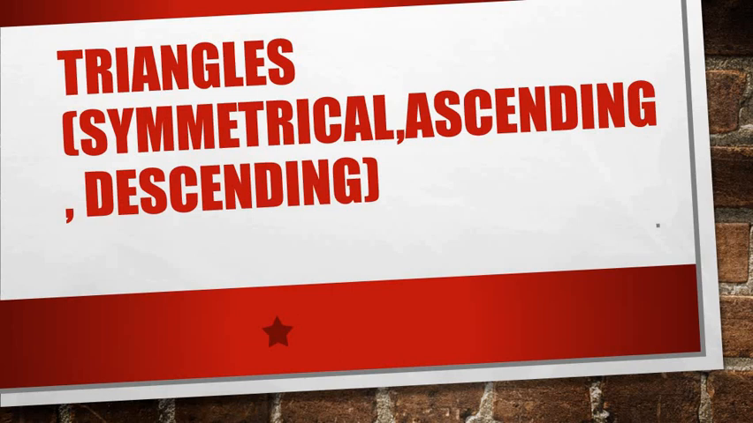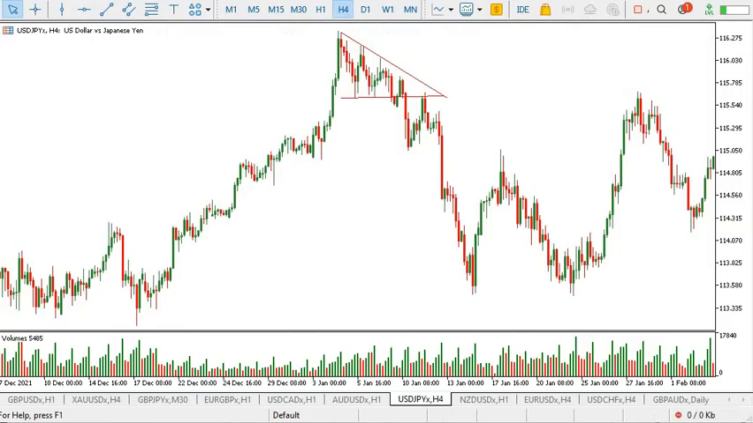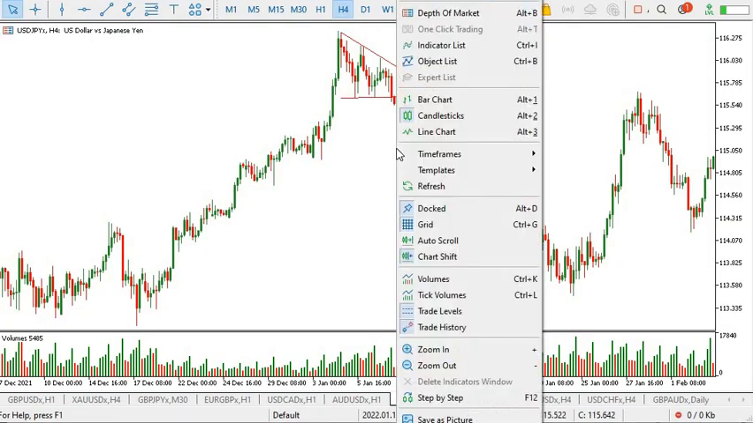So now we will be moving toward the descending triangle. This is the illustration of the descending triangle, which is the opposite of ascending. A descending triangle occurs when there is a support and a slope of lower highs. Now let me take you to the charts to show you its example on the chart.